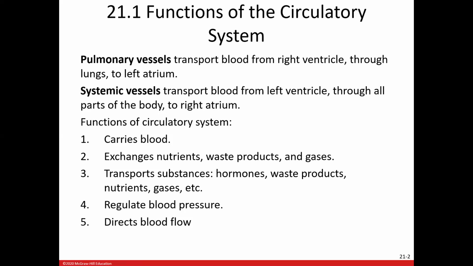Additionally, the circulatory system is going to regulate blood pressure by modifying things like resistance or flow rate. And it's also going to make sure that blood flow is, again, unidirectional. We want to make sure that the blood is flowing one way, that the oxygenated blood is going to our tissues, and the deoxygenated blood is coming back to the heart.